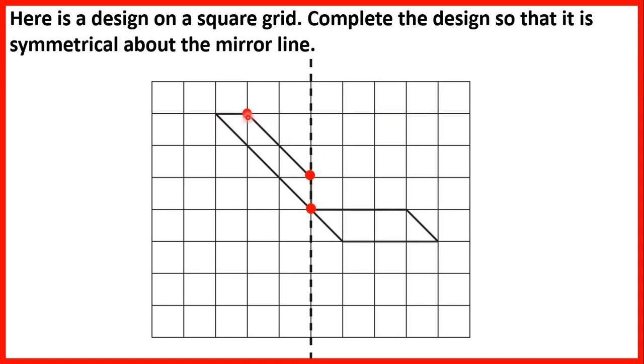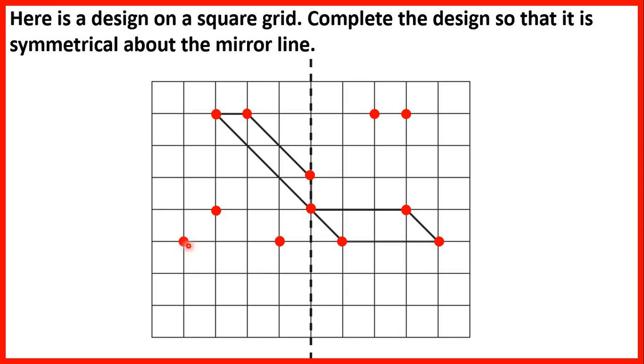the shape. Now this point here is 2 squares to the left of the mirror line, so we can go 2 squares to the right of the mirror line and dot our point. And this point here is 3 squares from the mirror line, so we can go 3 squares from the mirror line in the other direction. This point here is 3 squares to the right, so we can go 3 squares to the left and dot our point. This point is 1 to the right, so we go 1 to the left, and this point is 4 squares to the right, so we need to count 4 squares from the left.